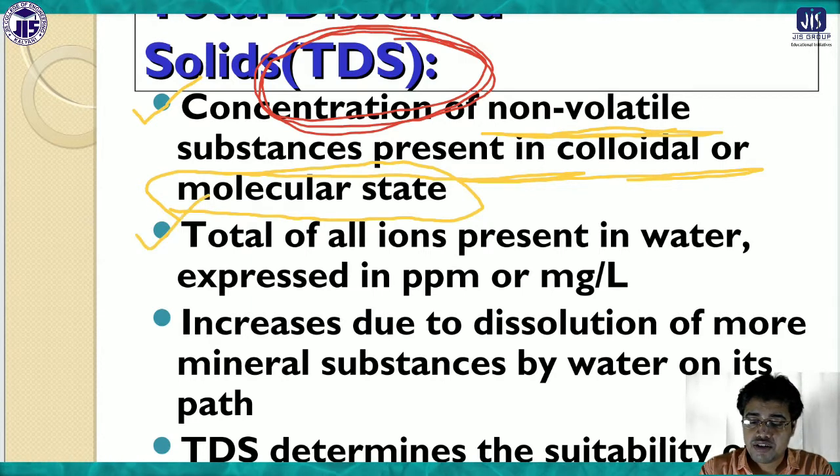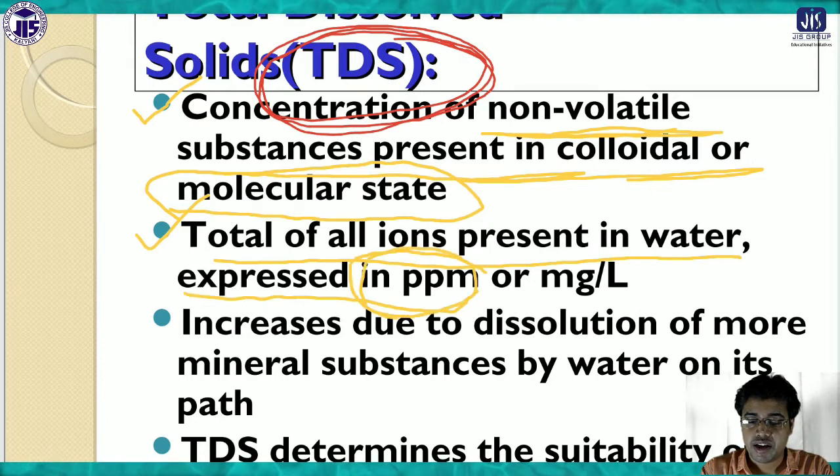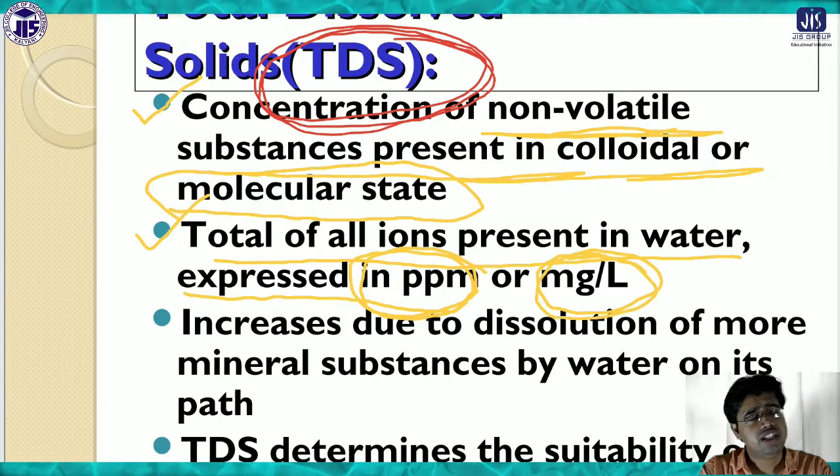It is the total of all the ions present in water, expressed in ppm. Normally TDS is expressed in ppm. In the case of hardness, we measure the amount of calcium and magnesium ions present in the water sample, and we determine it as ppm, or milligram per liter. This is the common unit, but we can use it for any of the ions, not only hardness. How much ions are present in the water sample, we can determine as TDS.